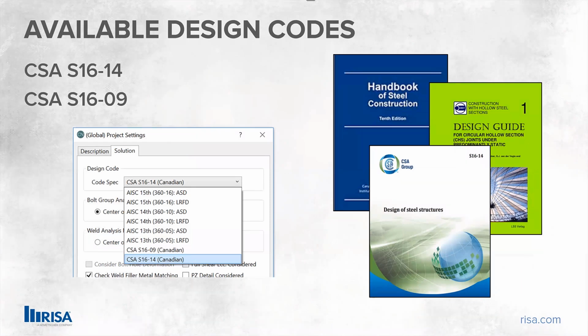When we look at the available design codes in RISAConnection, we have 2 Canadian steel codes. We support the CSA S16 2014 version, and also the 2009 version. We also have some provisions out of the steel design manuals, the Handbook of Steel Construction, or some of the different design guides that the Canadian steel industry uses. So it's not just from CSA S16 2014. We'll talk about where those different provisions and specifications come into play as we talk more about different types of connections.